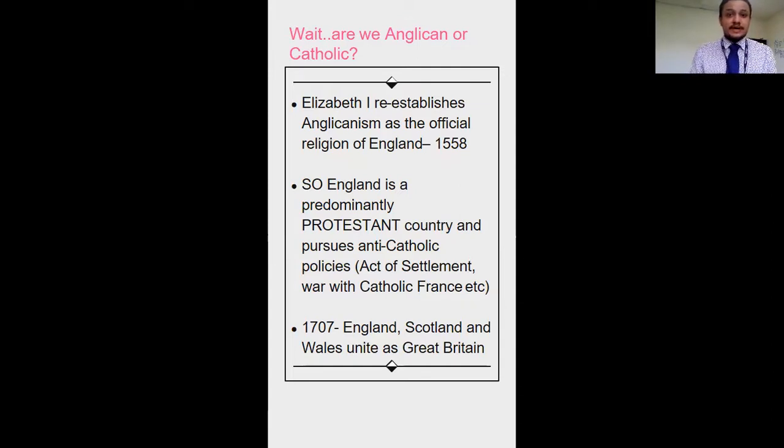Elizabeth I reestablished Anglicanism. Remember Elizabeth I, we explored some of her sonnets. Elizabeth I reestablishes Anglicanism as the official religion of England in 1558, I'm sorry. So England is predominantly Protestant, and pursues anti-Catholic policies at this point. The Act of Settlement and war with Catholic France actually happened because of this.